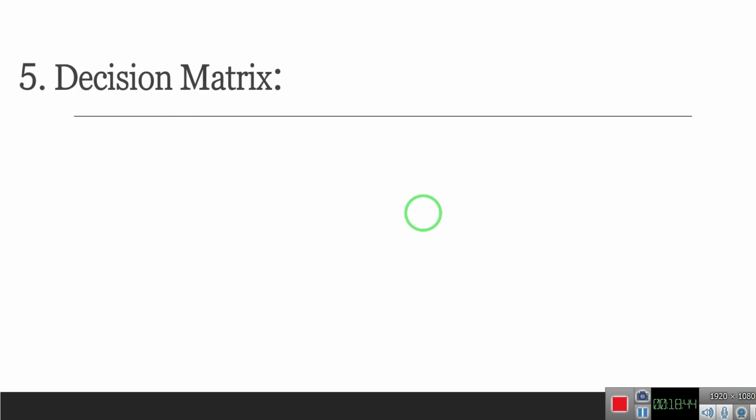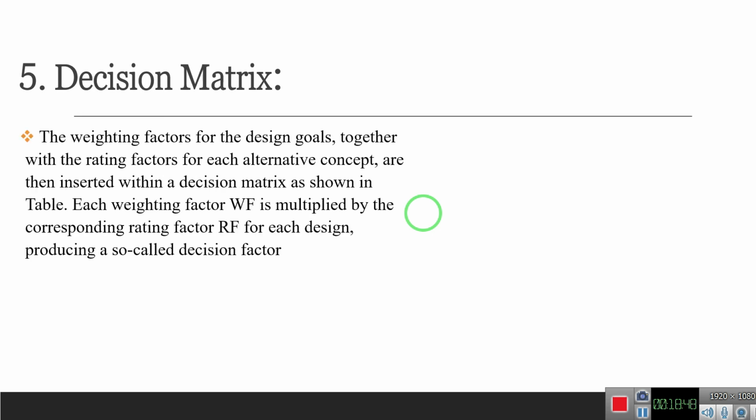So now the decision matrix. Among all these, we get the decision matrix. See here. The weighting factors for the design goals, together with rating factors for each alternative concept, are then inserted within a decision matrix as shown in the table. Each weighting factor is multiplied by the corresponding rating factor for each design. Means we have to multiply.